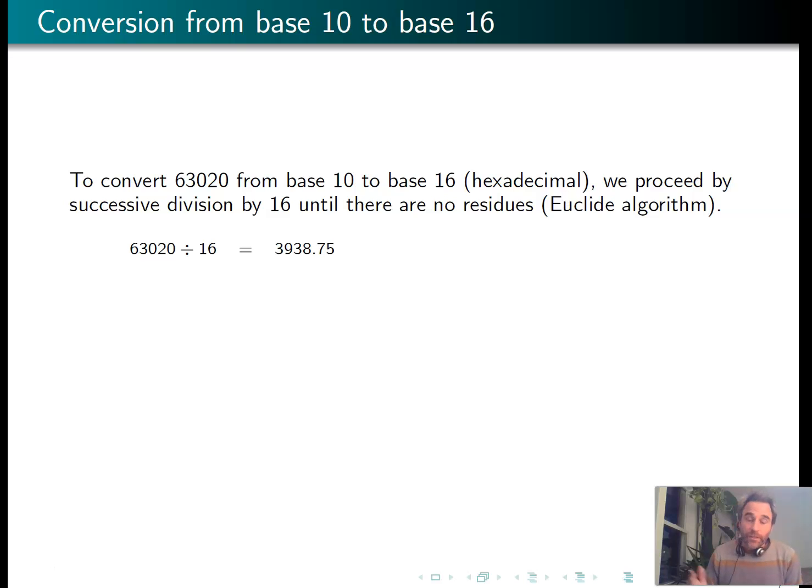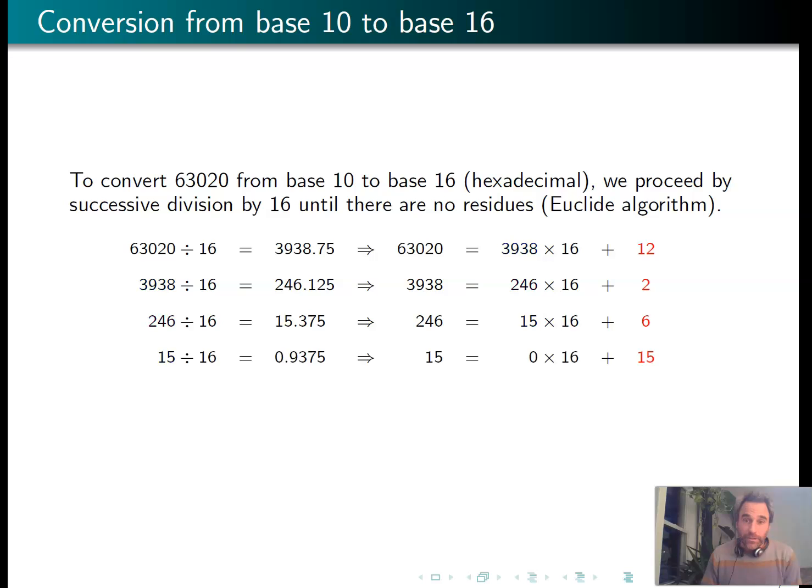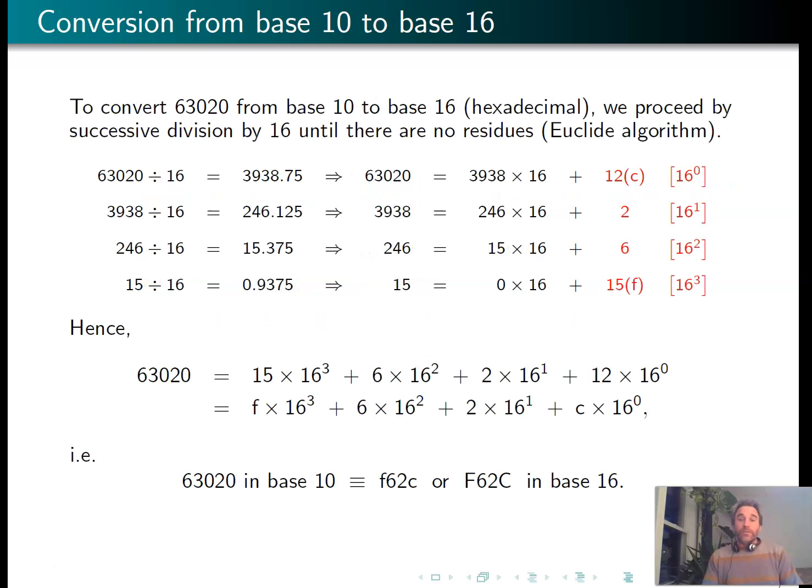How do we convert a number in base 10 to base 16? We do the same thing: we divide successively by 16 until we have no more residue. Here, with this number, we obtain 12 times 16 to the power 0, 2 times 16 to the power 1, 6 times 16 squared, and 15 times 16 to the power 3. If we replace 12 by C and 15 by F, that gives us F62C. So 63,020 in base 10 is written F62C in base 16.